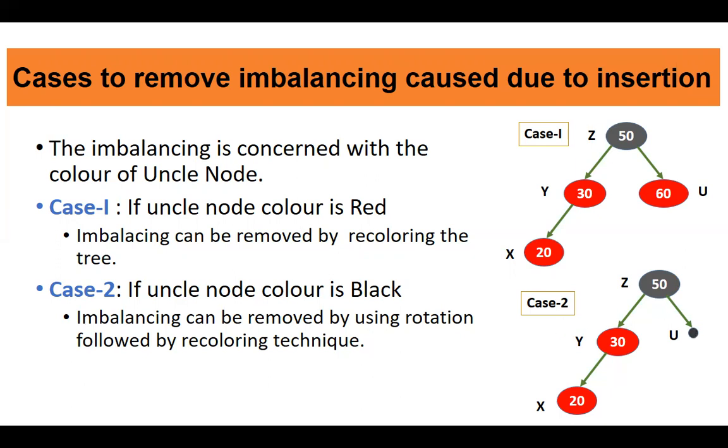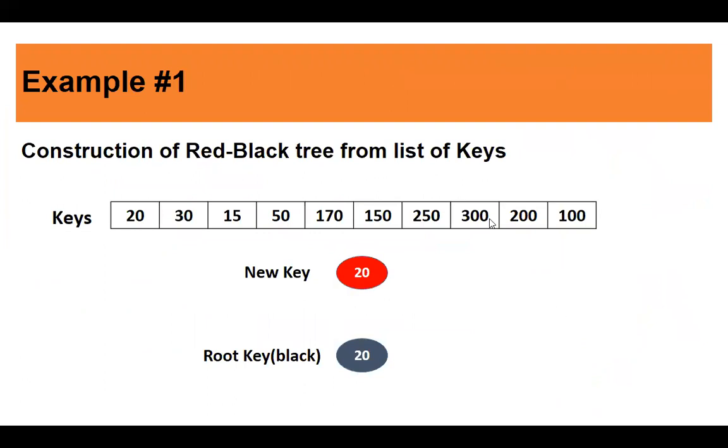So imbalance is caused whenever you have a red violation, and it is mainly concerned with the color of the uncle node. If the uncle is red, it is case 1, which requires only recoloring of the nodes. If the uncle is black, it requires first the rotation, followed by recoloring of the nodes. We'll see the example so the concept will be more clear. So let us start with an example. These are the given keys. Using these keys, we'll create a red-black tree from scratch.